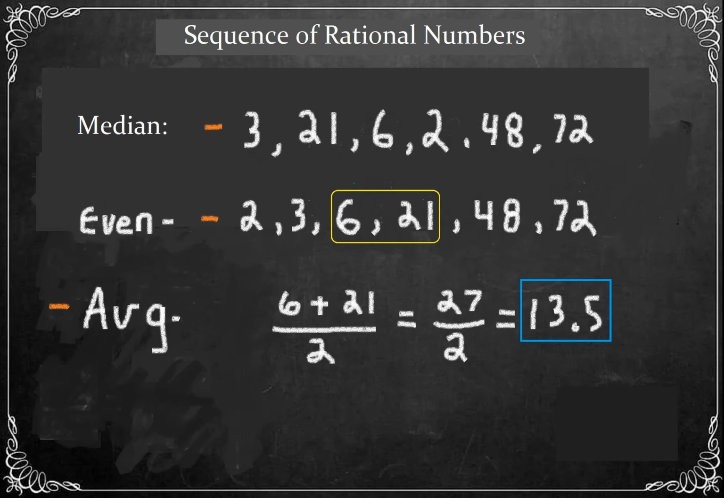We put the list in ascending order. We have 2 through 72. The two numbers of interest are in the center of the list. They are 6 and 21, yellow box. Then we calculate the average, so add the two middle numbers, then divide by 2 to find the median. The median is 13.5, blue box.